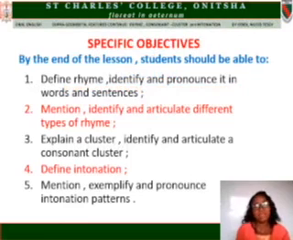Let us look at the specific objectives of this lesson. By the end of the lesson, students should be able to: 1. Define rhyme, identify and pronounce it in words and sentences. 2. Mention, identify, and articulate different types of rhyme. 3. Explain a cluster. Identify and articulate a consonant cluster. 4. Define intonation. 5. Mention, exemplify, and pronounce intonation patterns.